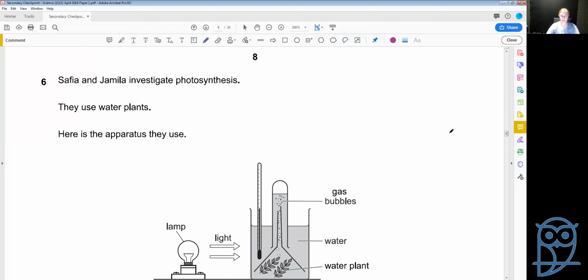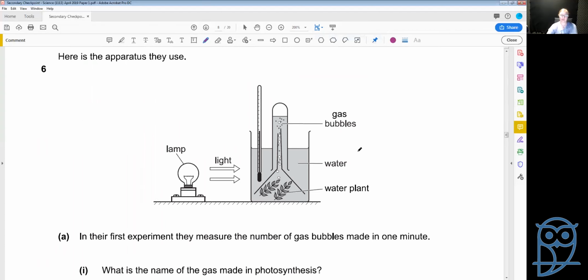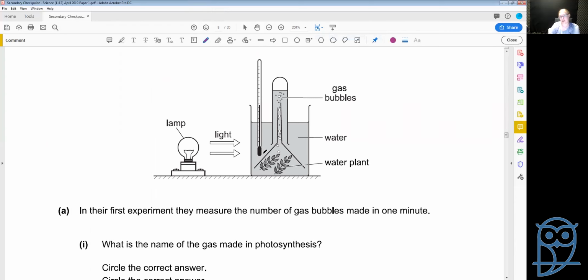So question 6 says, Sophia and Jamila investigate photosynthesis. They use water plants, and this is the apparatus that they use. So they have a water plant, and then they stick a funnel over it sort of upside down, and then a test tube over the funnel so that they can catch the gas bubbles. And then they will measure how much gas bubbles they collect.